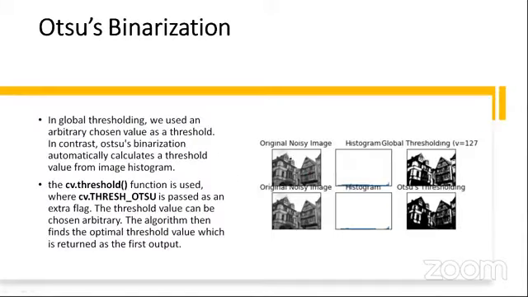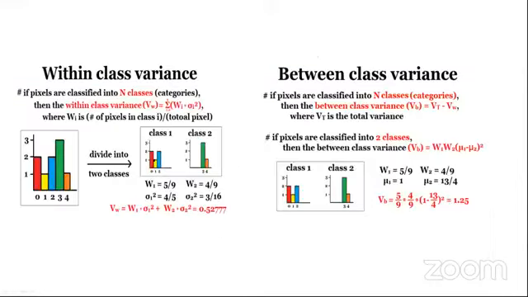So suppose this is an image. Corresponding to this image, we have this histogram. Now suppose we have to segment the foreground and the background. What we can do, let's say 2 is the value which is the best value. If you apply that threshold of 2, then you will get your foreground separated.